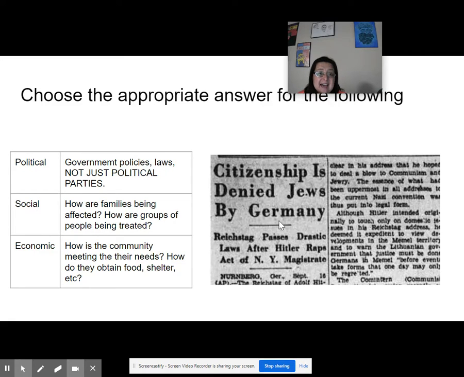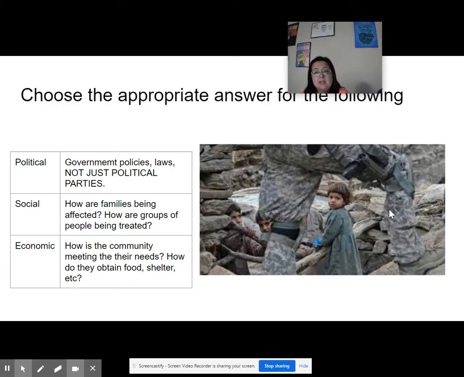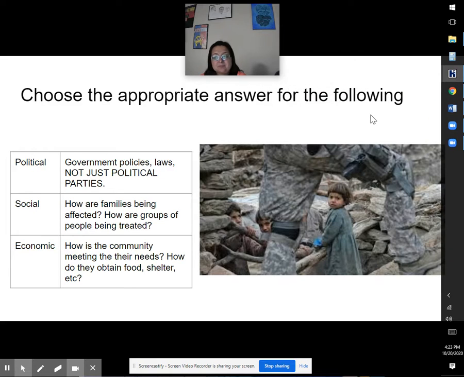Now I need you to decide, which category does this fall under? Are we talking about laws? Are we talking about families? Are we talking about food and shelter? Decide which of these categories, being denied citizenship, would help. Okay, what is the main thing that we are really going to be focusing on? This one. Let's look at our next example.